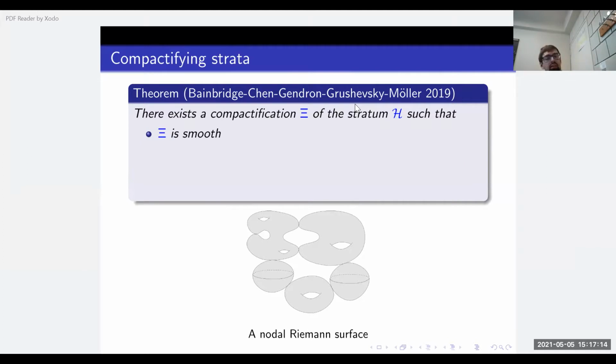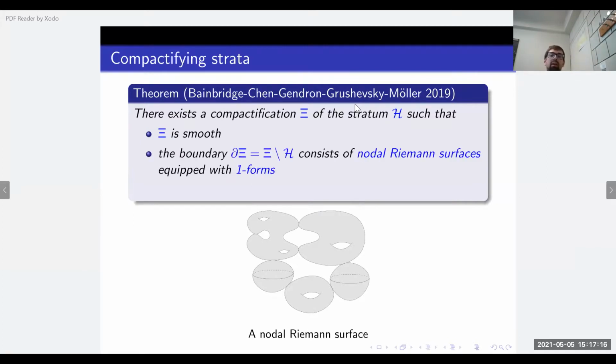So for once, it's a smooth manifold, and the construction is very complicated, so I won't be able to say too much about this. But the boundary of this compactification has a very nice geometric description. It consists of nodal Riemann surfaces. Nodal Riemann surfaces: you take a collection of different Riemann surfaces of varying genera, and then they can touch at finitely many points. So the picture down here looks like this.